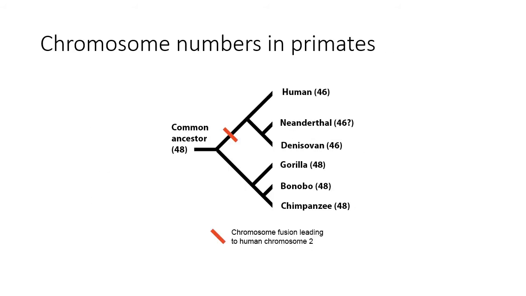Right, so here's what this looks like in evolutionary terms. There was believed to be a common ancestor having 48 chromosomes, and the 48 chromosomes persist in the gorilla, bonobo, and chimpanzee lineage. But in the lineage that led to the humans, Neanderthals, and Denisovans, that chromosome fusion occurred and does distinguish us, our chromosome constitution, from our other primate ancestors.